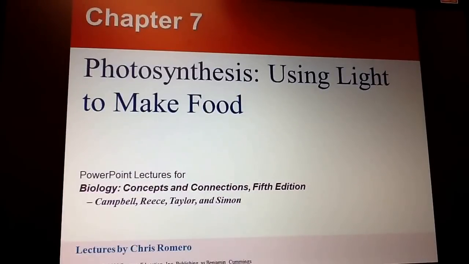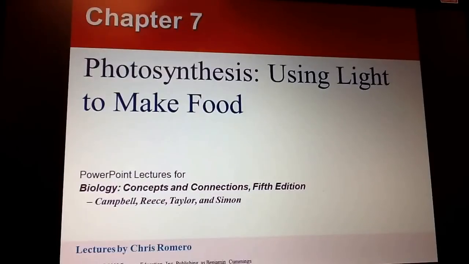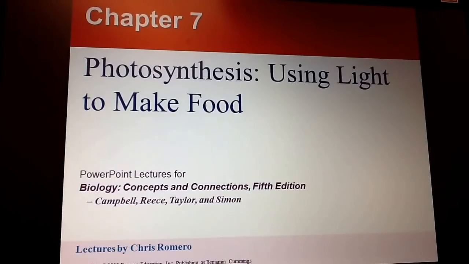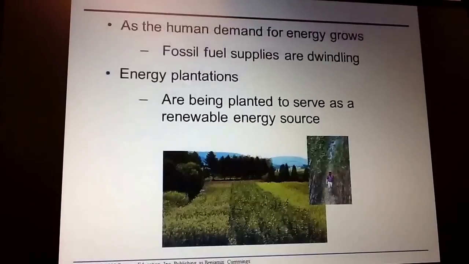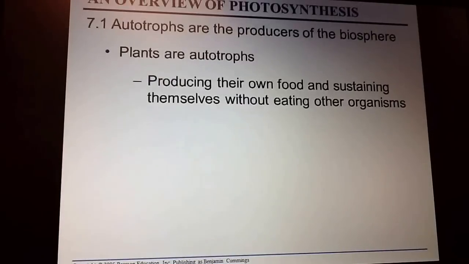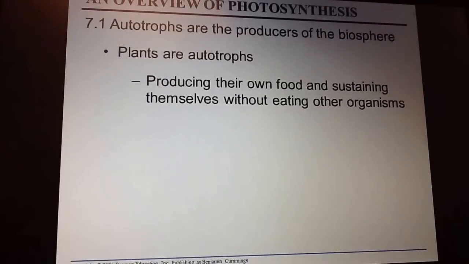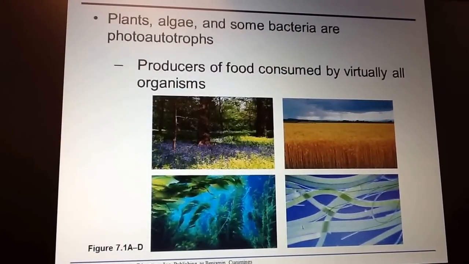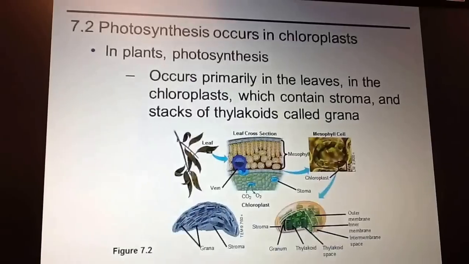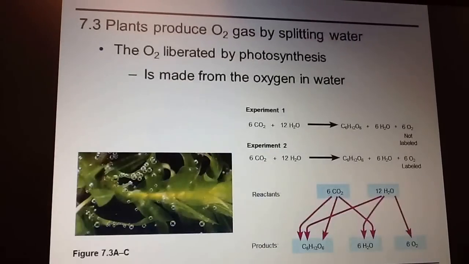So here we are covering Chapter 7 for AP Biology. We are doing photosynthesis. This lecture is going to focus strictly on the light reactions, or the reactions that require sunlight to occur. Previously, we did an overview of photosynthesis and how plants are autotrophs, how plants, algae, and some bacteria are able to produce their own food using a process of photosynthesis.